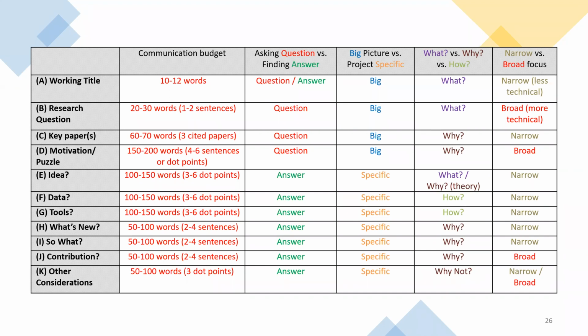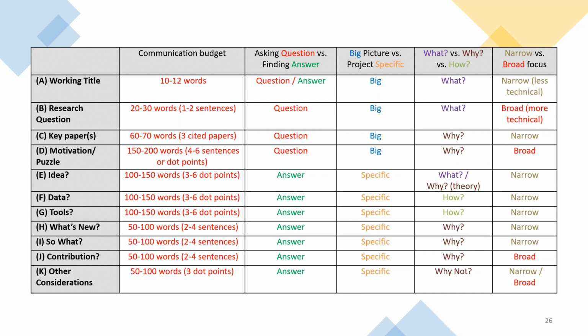The communication budget. Now these are indicative. So against the working title, I suggest 10 to 12 words. I think if you have less than 10 words, it starts to become too brief. And more than 12 words, you start to lose your reader. You start to lose your audience.